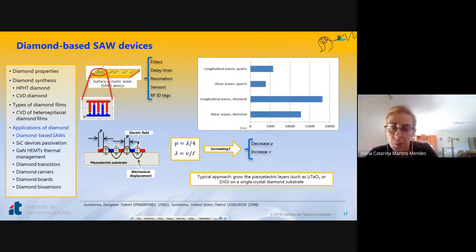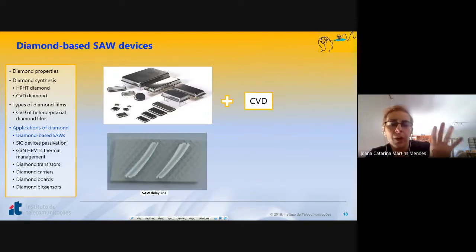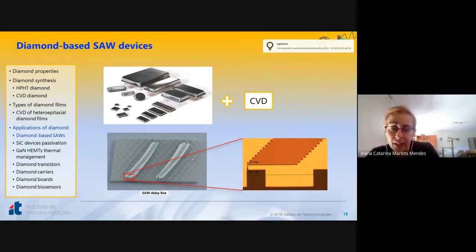And the typical approach is the growth of the piezoelectric layers on a single crystalline diamond substrate. And in Aveiro, we tried a different approach. We start with commercial devices and we simply coat them with diamond. And we've done that with a delay line. Here you have a die. Here you have the detail of the IDT.